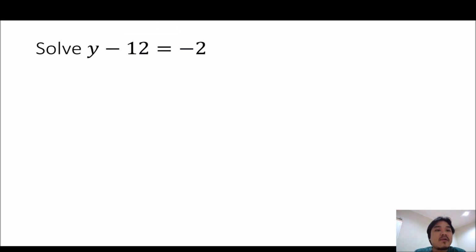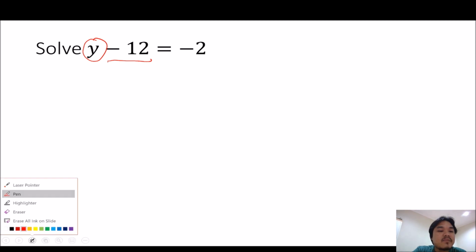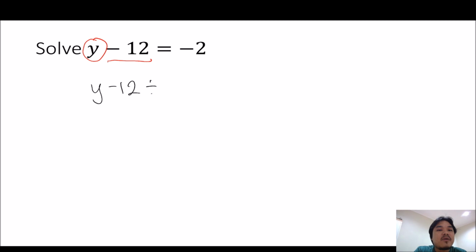Let's proceed with our second example. We have y minus 12 equals negative 2. So our unknown is y. We want to remove negative 12, or minus 12, on the left-hand side of the equation. So the inverse of minus 12 is plus 12. So we will add 12 on both sides.